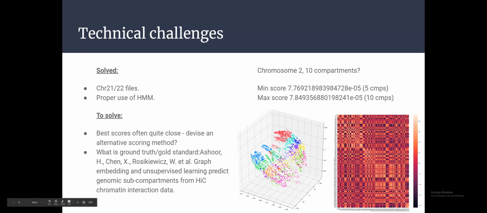I just wanted to mention that we also tried k-means clustering as a substitute for IgMM, and in lower compartment counts, it is pretty much identical. When we increase the compartment counts, it diverges, but only slightly. So it's very comparable, actually. That's it.